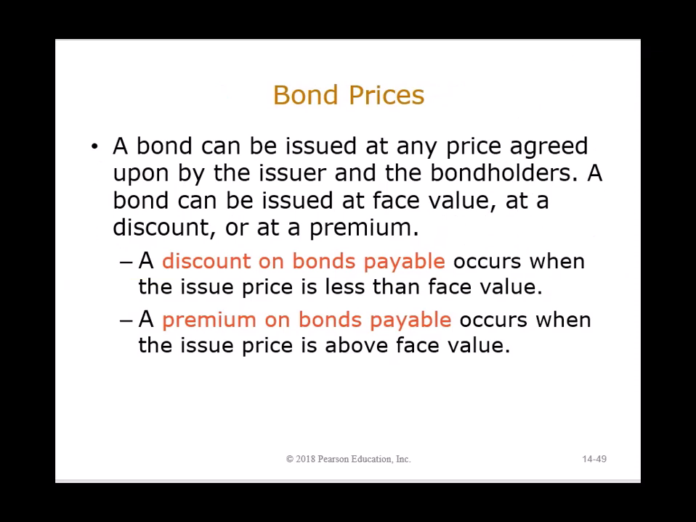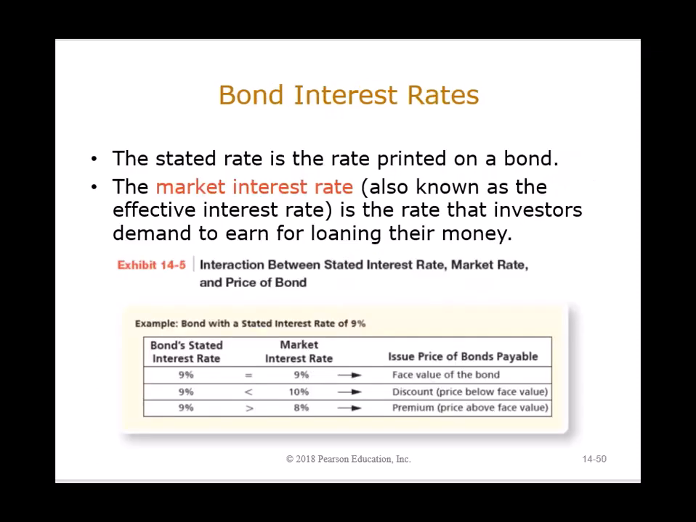Okay. Now let's talk about bond prices. Now, we talked about the face value of the bond being the $1,000. However, the bond is not always issued at that face value. It could be issued at a discount or a premium. It's pretty common for bonds to be issued at a discount. Now, this will be based upon how the bond's stated interest rate compares to the current market rate for investments of similar risk at the same period of time. Okay?